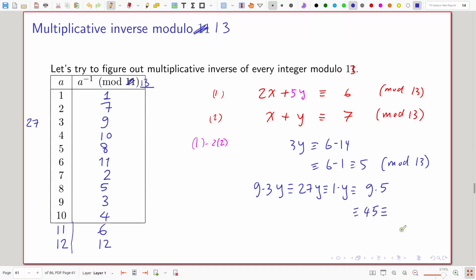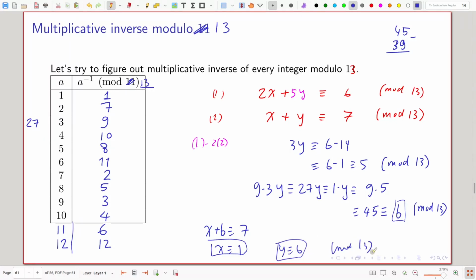You can always use the console. So that's 6, right? So now I know that y equals 6. I can plug in. I know that x plus 6 equals 7, so x is going to be 1, and that's the solution. So y equals 6, x equals 1 mod 13.